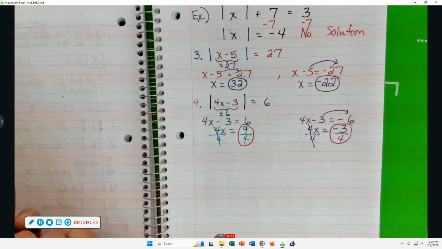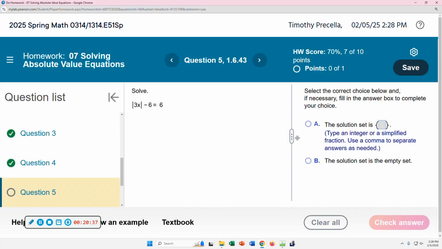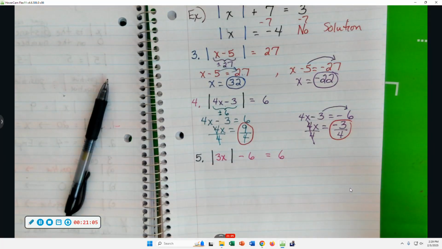Well, it's going to have to get harder because we're already up to number 5 and there's only 7 problems. Absolute value of 3x minus 6 equals 6. While he's writing that down, there's only one correct first step. Be thinking about what that step is.